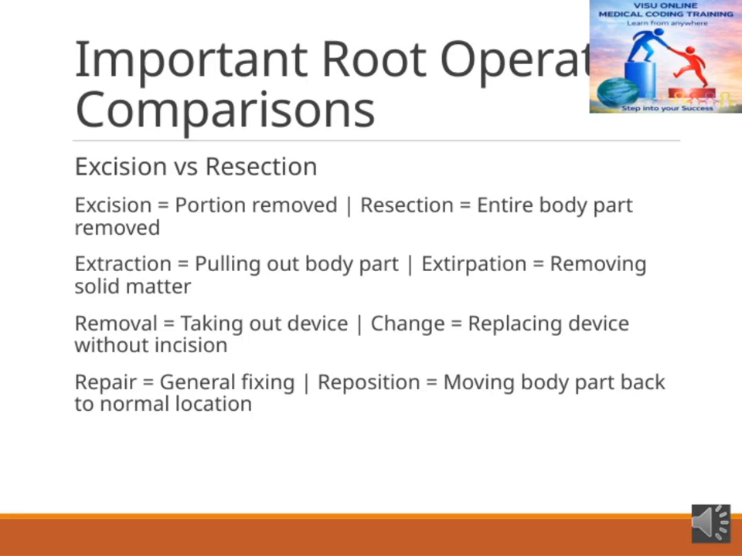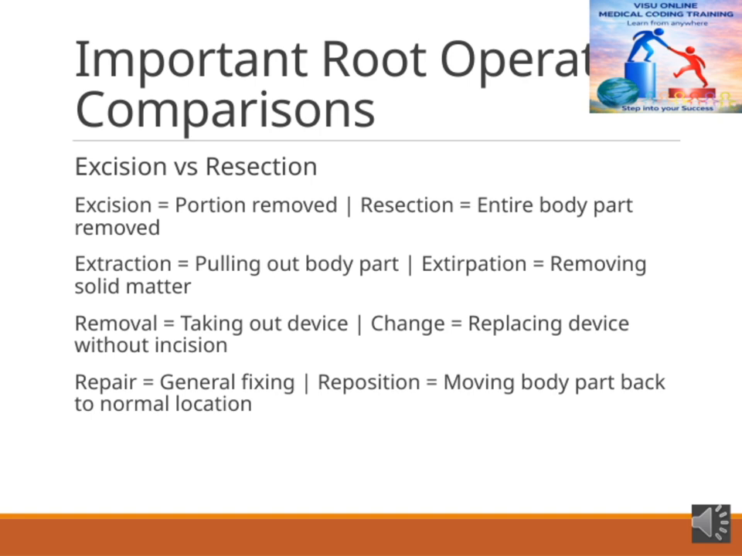Now, let's look at some important distinctions between excision and resection. Excision refers to removing a portion of a body part, which is useful when only a part needs to be taken out. Resection, on the other hand, involves removing the entire body part, often when the whole organ or structure needs to be taken out due to disease or damage. Moving on, extraction means pulling out a body part, such as extracting a tooth or a foreign object. Extirpation is slightly different. It involves removing solid matter from the body, like a tumor or a clot.